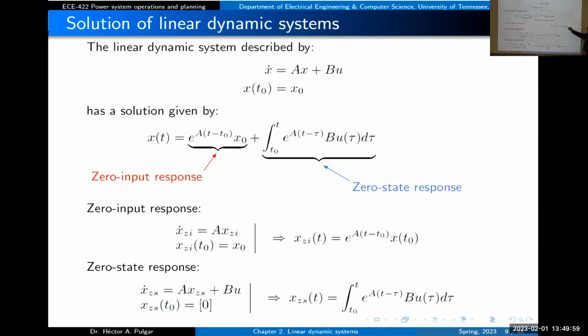I believe we started here. We were talking about the solution of a linear system, and this is going to be the general description. But this is not a scalar equation. Here we will have a matrix n by n, and here we will have a vector of n terms. We have n differential equations and n state variables. And this is the general formulation of a linear system.